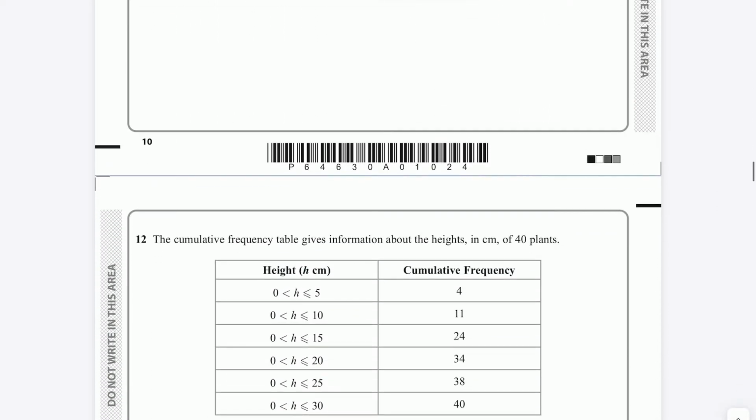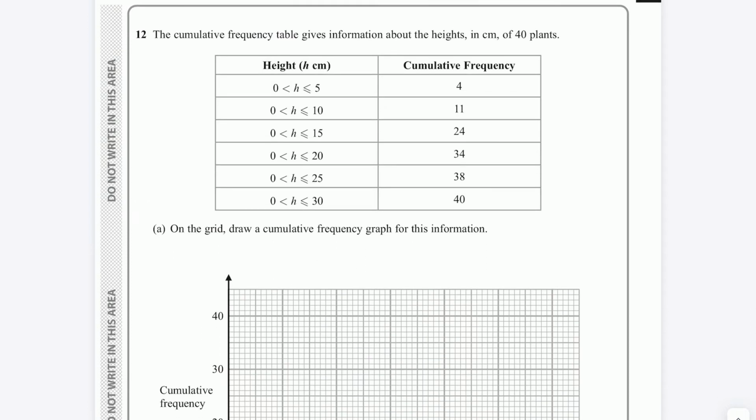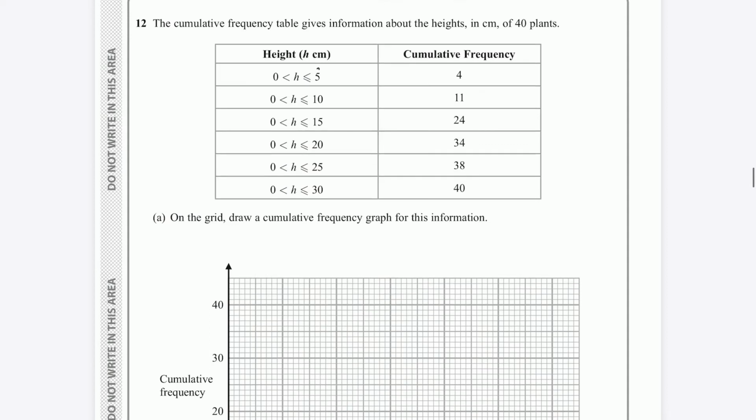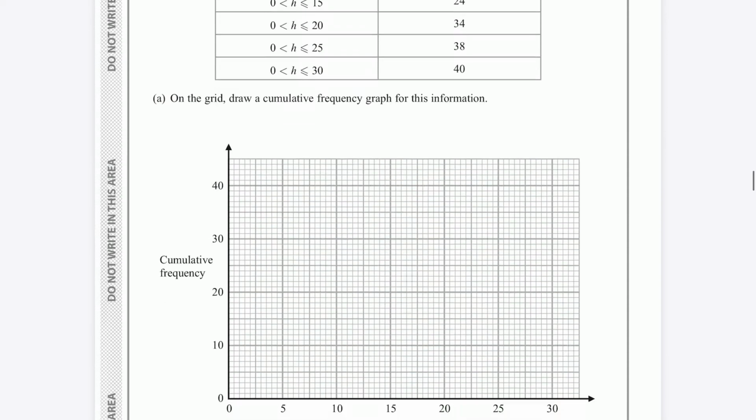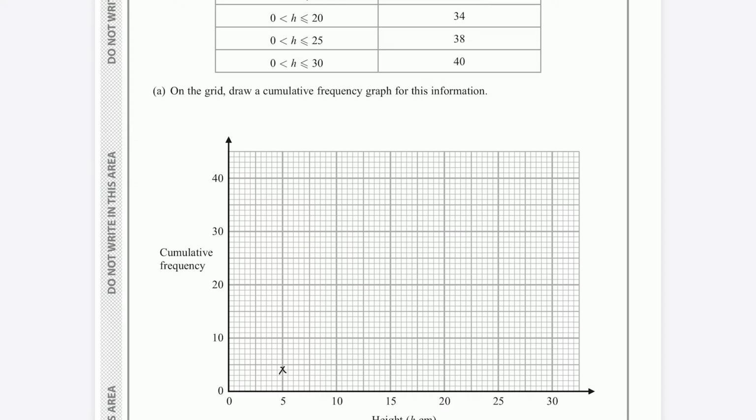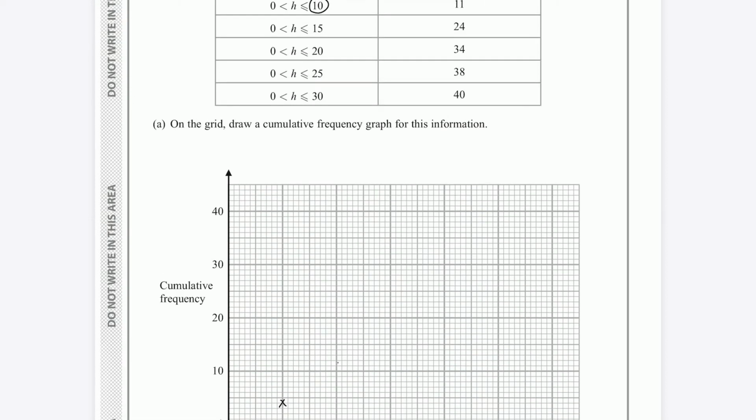So moving on, question 21, they've already given us the cumulative frequency, so you don't need to actually work anything out, we just need to plot this. Remember to plot this against the ends, not the midpoint. So the first one is 5 and 4, the next one is 10 and 11, the next one is 15 and 24, the next one is 20 and 34, and then 38 for 25, and then 40 for the last one. Join them together using a nice smooth line. Let me just do that again.